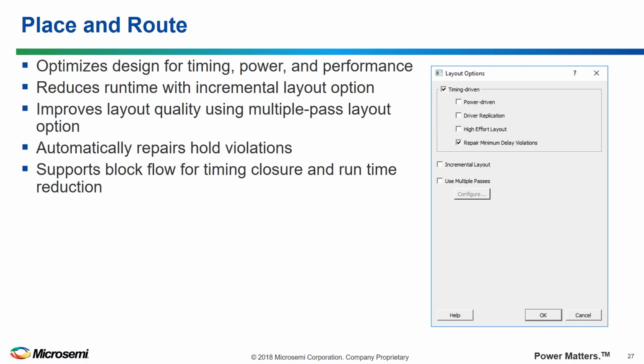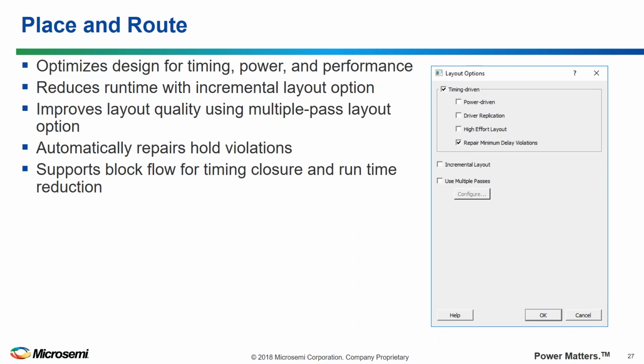We start out with timing-driven layout. That's checked by default. It will use the timing constraints that you've created to guide the placer and the router to try to meet your timing objectives. If you don't have timing constraints, or if you just want to do a quick and dirty layout, you can uncheck timing-driven, and just let the placer place the logic and make all the interconnects. But timing-driven tells the tool what your objectives are, so it gives it more information. We also, by default, check something called repair minimum delay violations, which tries to repair any hold violations that might be encountered as we're running layout.